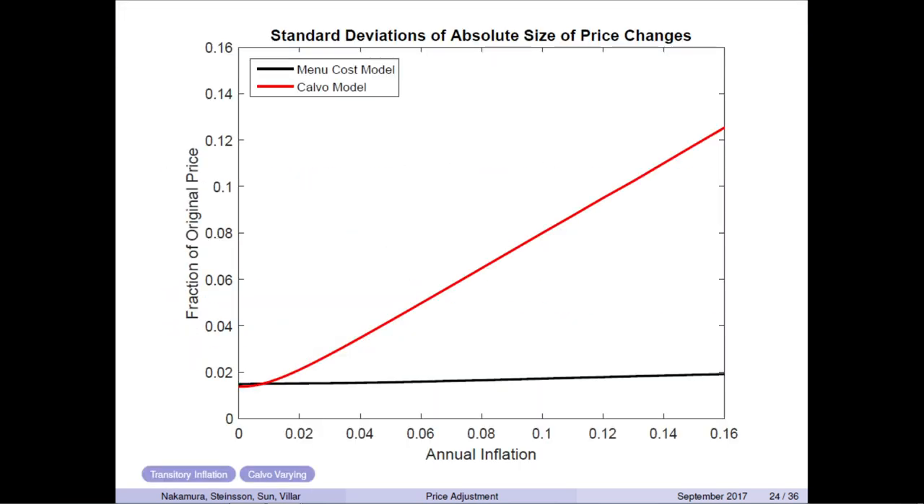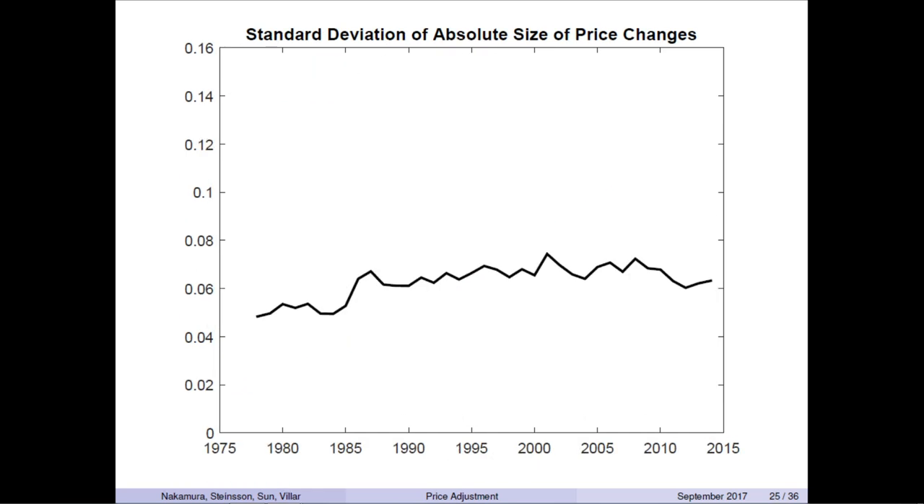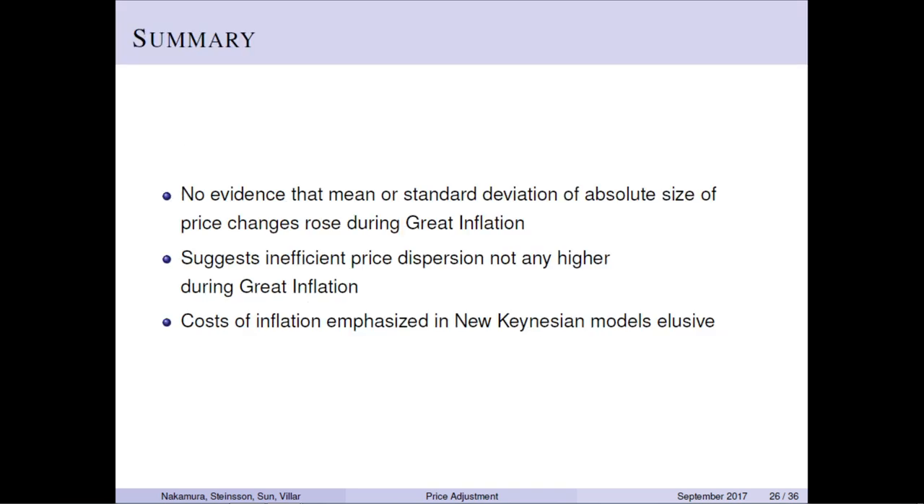much of an impact. So in the model, here is the standard deviation of the absolute size of price change relative to steady state annual inflation. You see that there's this dramatic increase in the Calvo model. In the menu cost model, this is totally flat. But in the data, there's no sign that the standard deviation of the absolute size of price changes was any larger in the late 1970s or early 1980s. In fact, if anything, maybe there's an increase. So from this perspective of the mean and standard deviation of the absolute size of price changes, we really find no evidence of this channel in terms of the cost of inflation during the Great Inflation in the United States. And in this sense, this particular cost of inflation seems to be completely elusive in the data.